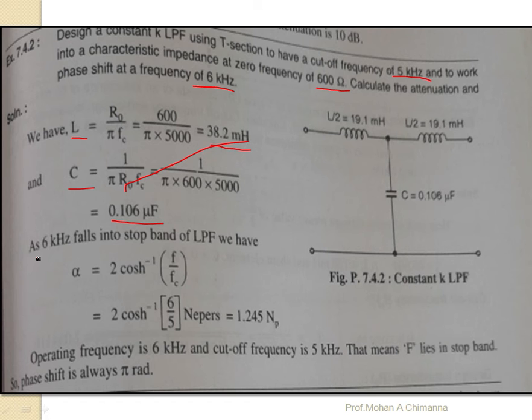So 6 kilohertz falls into the stop band, meaning after the cutoff frequency the attenuation will start. So the value is 2 cosh inverse of f upon fc, so 2 cosh inverse of 6 upon 5 Nepers, which is 1 upon 245 Neper. The operating frequency is 6 kilohertz and the cutoff frequency is 5 kilohertz. So f lies in the stop band, so the phase shift is always 180 degrees.